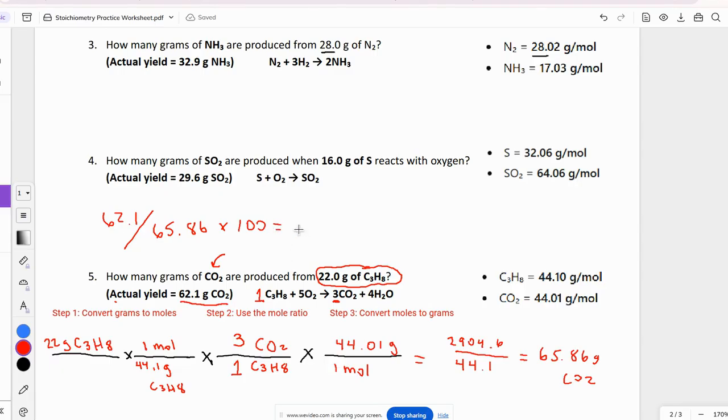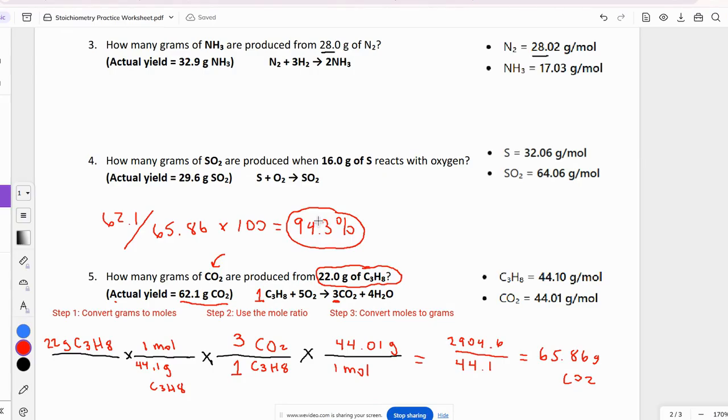And just doing it, it's usually the high 80s. So 62.1 divided by 65.86 equals 0.94. So times 100 is going to be 94.3%. So we expected to get 65.86 grams. We got 62.1. So our yield, we got 94.3% of what we expected. Remember, this is totally extra credit.